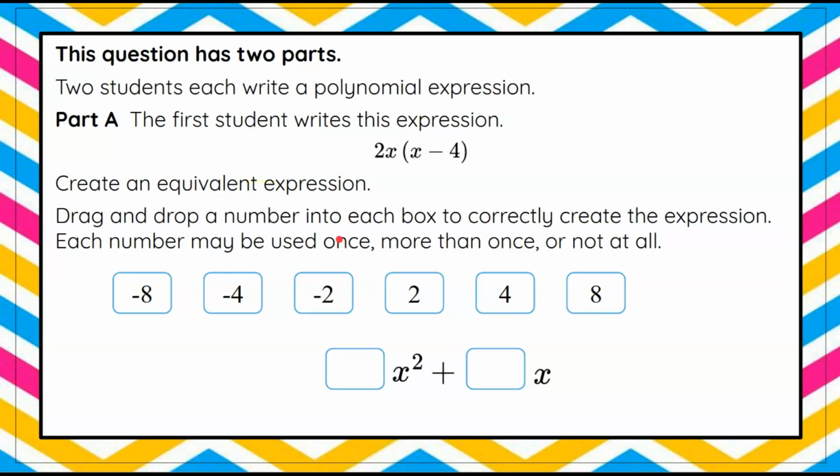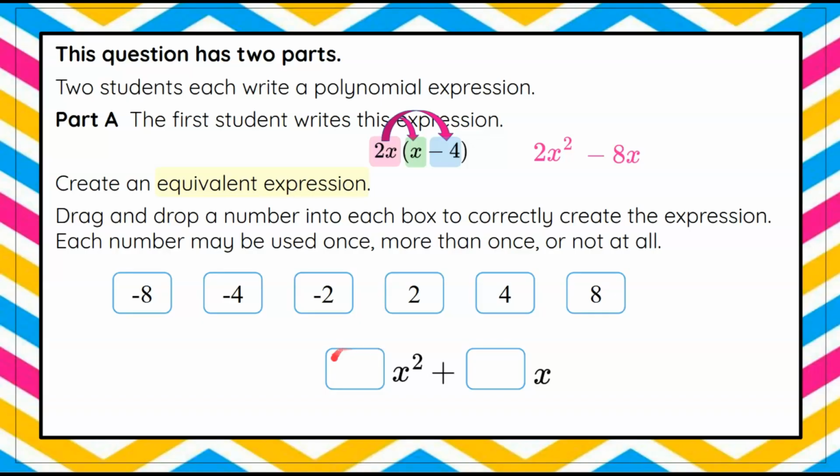Welcome back. So we're going to create an equivalent expression. We're going to do this by finding the product of this monomial multiplied by the binomial, 2x times x subtract 4. So the first thing we want to do is we're going to use the distributive property here. We're going to multiply 2x to x, which is 2x squared. Then we're going to multiply 2x to the second term, negative 4. 2x multiplied by negative 4 is negative 8x. So this is an equivalent expression after we find the product.